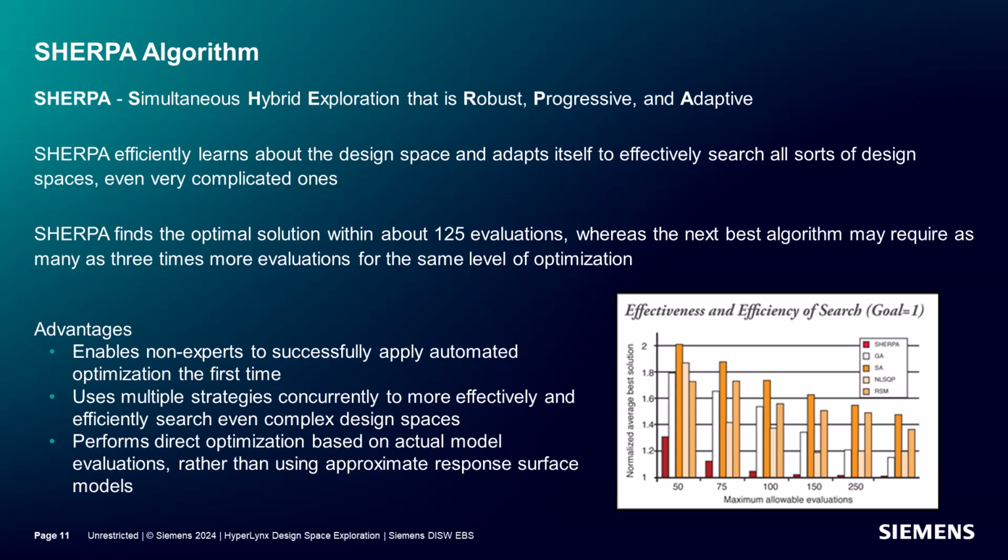Some of the advantages of SHERPA are finding a better solution the first time, without iterating to identify the best method or best tuning parameters for your problem. You can also perform direct optimization based on the actual model evaluations. It identifies better quality solutions for a broad class of problems and performs global and local optimization at the same time. Using multiple search strategies concurrently is more effective and efficient when searching complex design spaces. This all enables non-experts to successfully apply automated optimization the very first time.